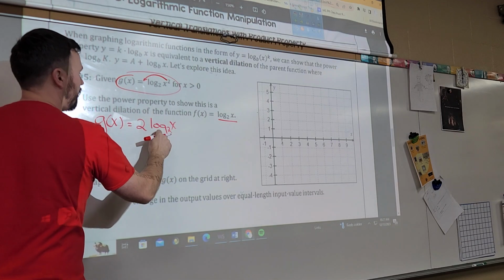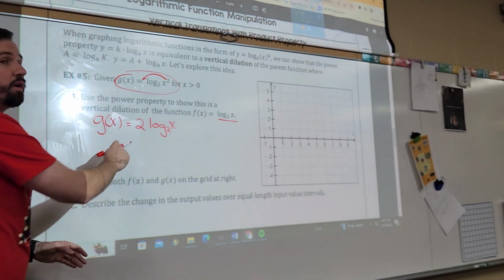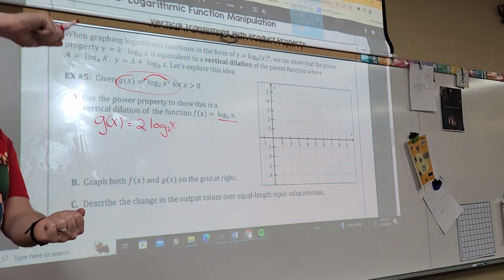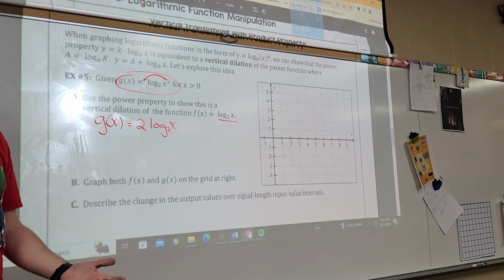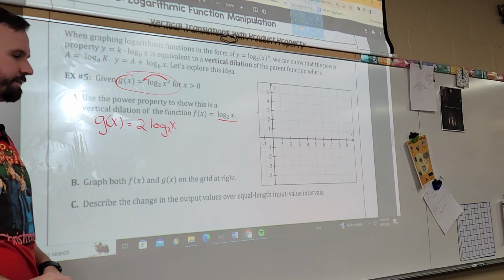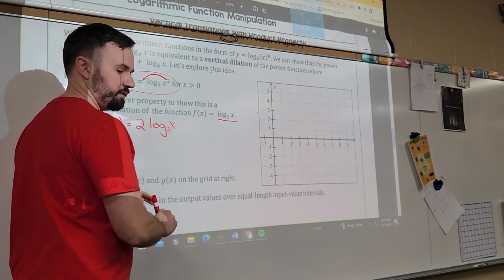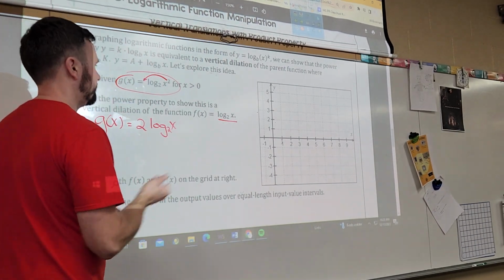Because this is something I know how to graph. And then what's the 2 going to do to it? Stretch. So is this something I can sketch and answer questions on now? Yeah. So my g, let's draw my basic one first.